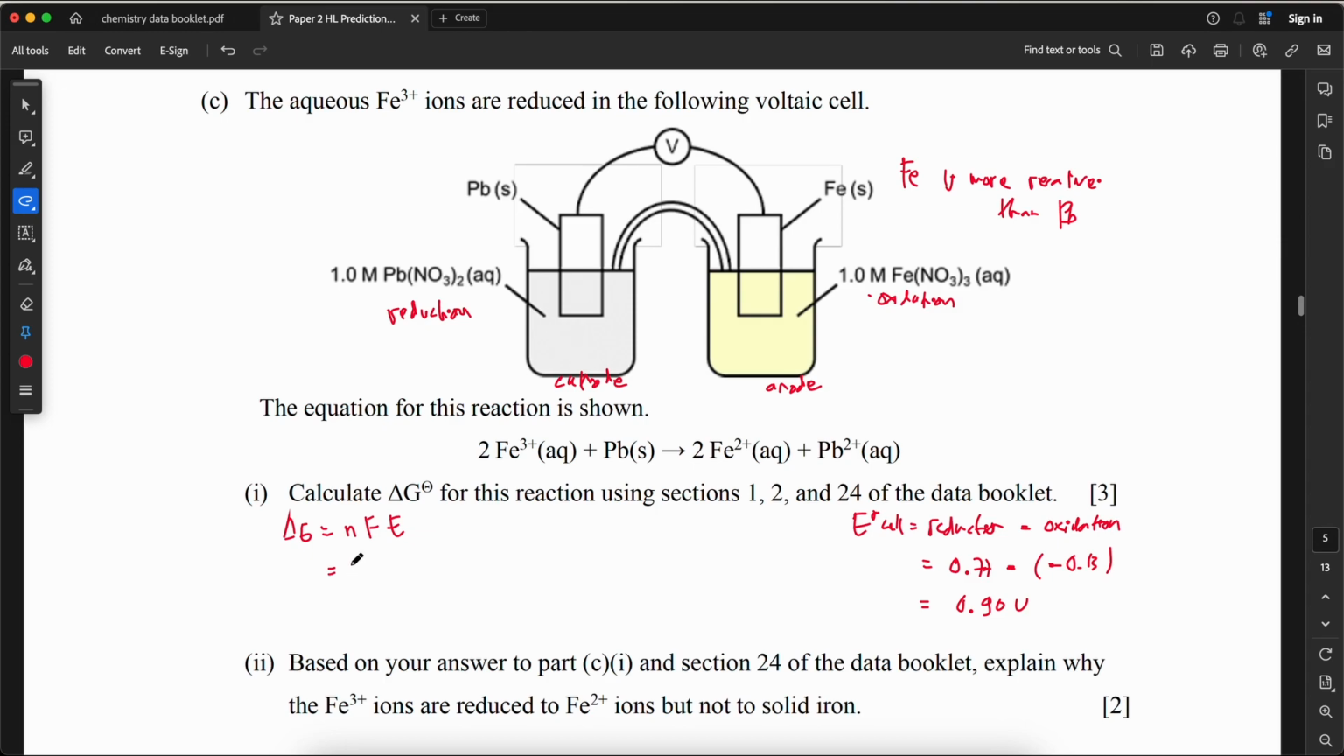So here it would be negative 2 times Faraday, which is 96,500, times 0.9, that would be negative 173.7 kilojoule per mole.